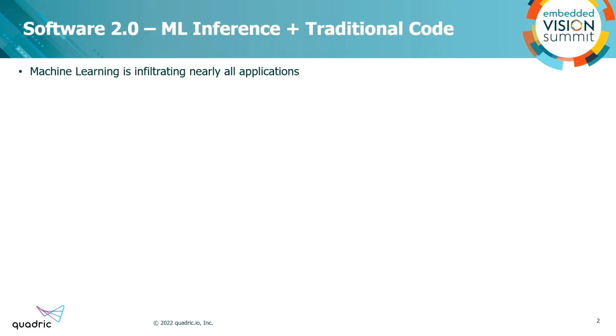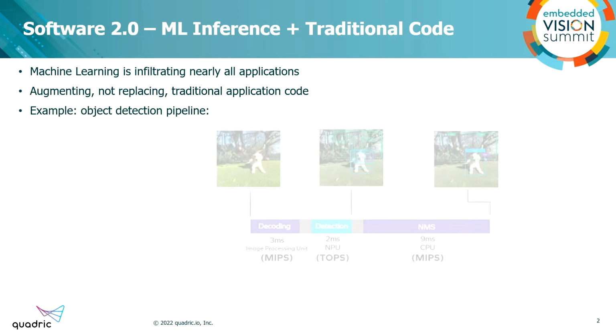Machine learning is infiltrating. Infiltrating is a very powerful word, but I think it really is nearly all applications, and the applications today are a mix of traditional code. The traditional code isn't going away. We don't train neural networks to do resizing and those sorts of things. So we still have to address those, and a lot of them, it turns out, are still general purpose parallelizable algorithms, right? And these machine learning algorithms, they're augmenting, right? They're not necessarily replacing the entire application stack.